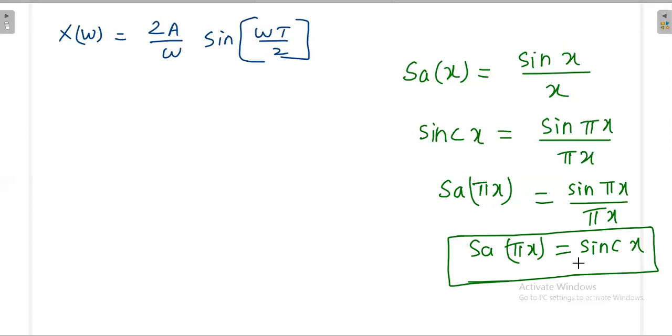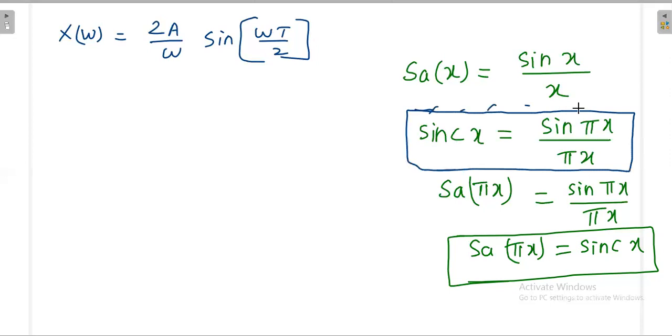Mostly we'll try to get the sinc format, because most books follow the sinc function. So we'll try to get the sinc function nature. Just try to remember this formula always, this is important: sinc x is equal to sine pi x divided by pi x. So if you want to apply this formula, you have to get pi here. We'll try to get pi from this. If you proceed further, 2A divided by omega sine omega T, where omega means 2 pi by T.